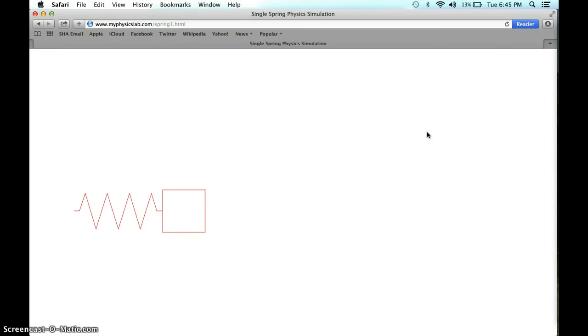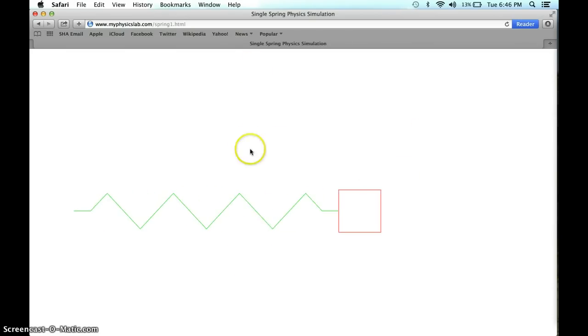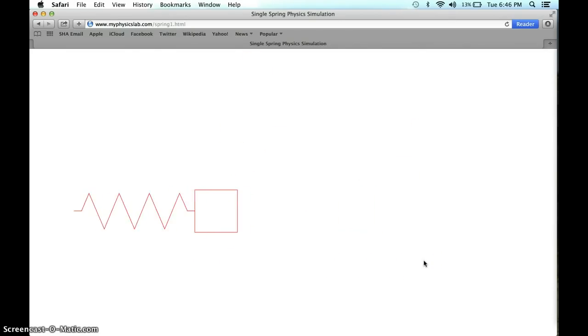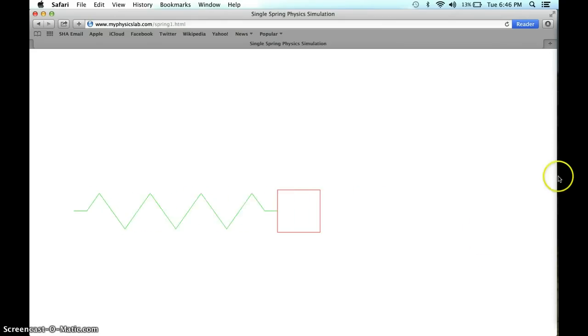Clearly, the block is moving back and forth along the same fixed path, and the center position is right where it started, about here. So yes, we can see with our own eyes that this block is in simple harmonic motion.